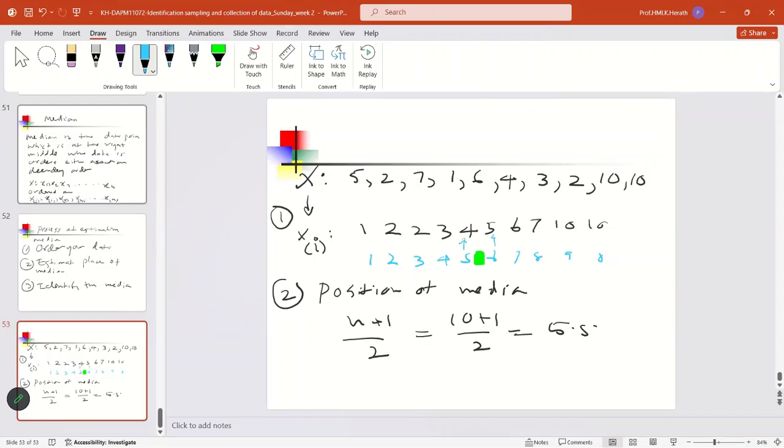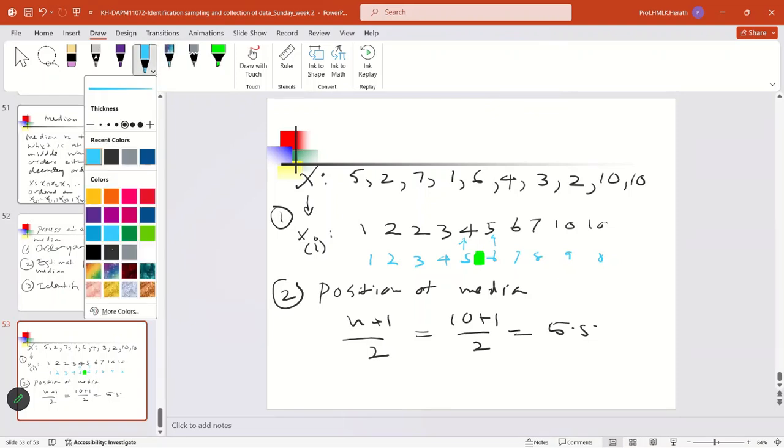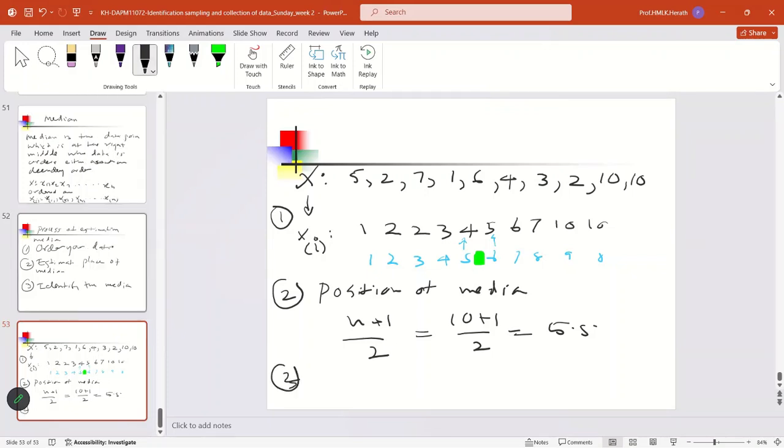Then in the third step, we estimate the median, which is 4 plus 5 divided by 2. It is the middle of those two, right? 4.5. This is the median.